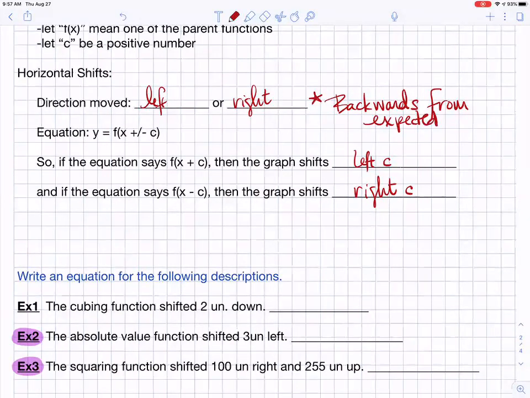It's backwards from what you expect it to be. Okay? Because when it says minus, we're going to the right. When it says plus, we're going to the left.